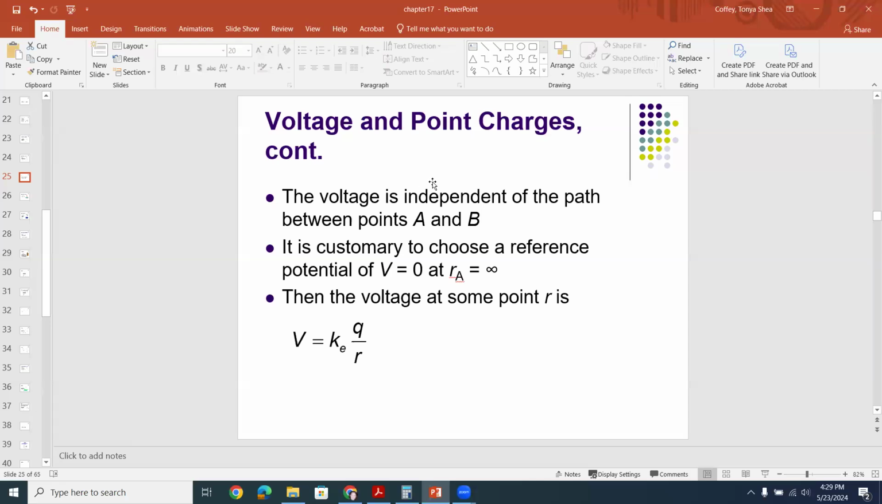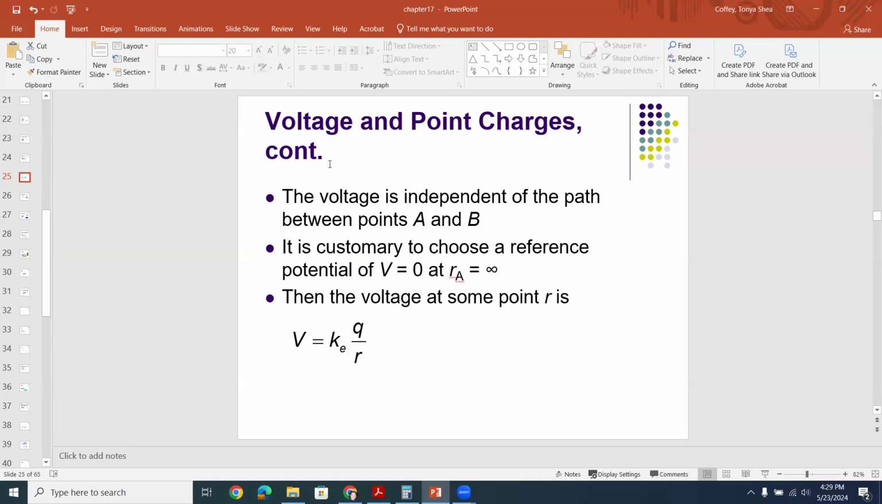Now, the voltage is actually going to be independent. That change in voltage between A and B is independent of the path that you use to get to points A and B. It doesn't matter whether you go straight radially outward or take some windy path in between those 2 points. The voltage difference between the 2 points is the same.